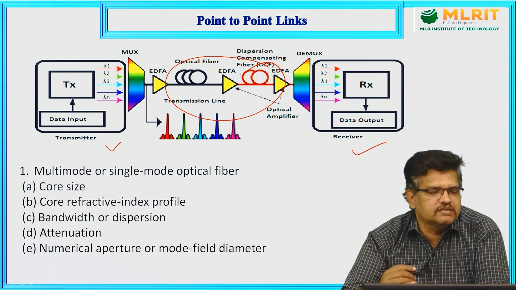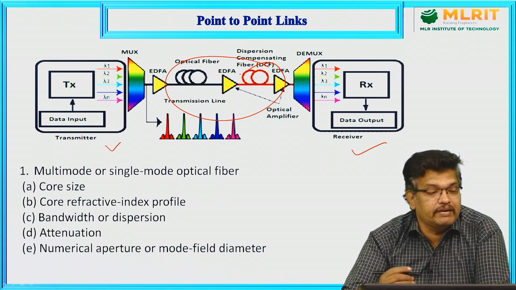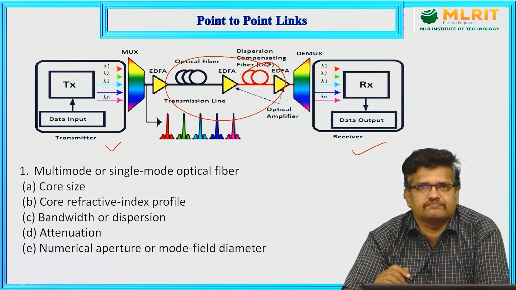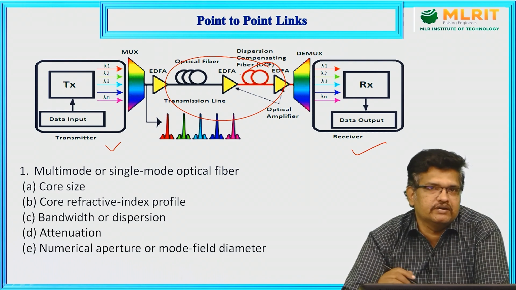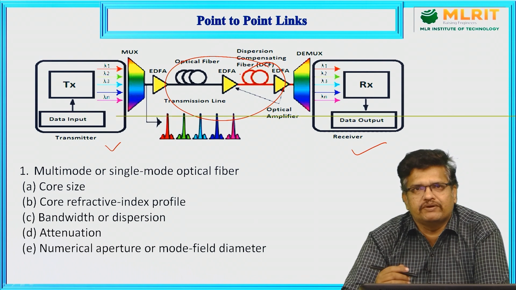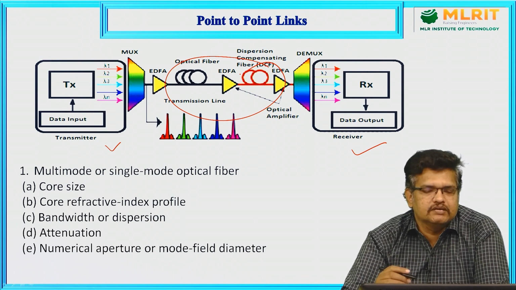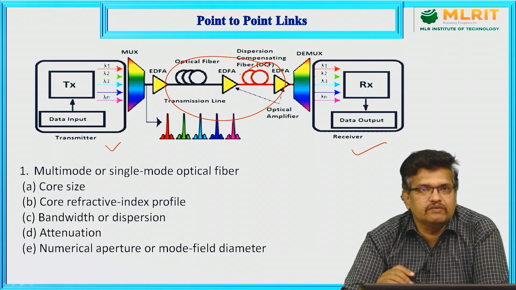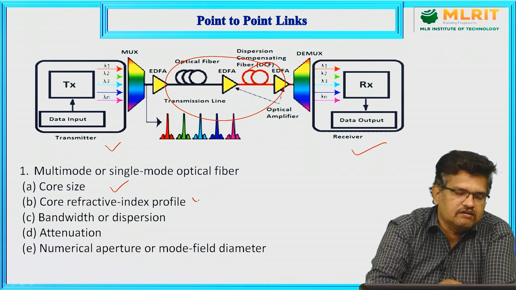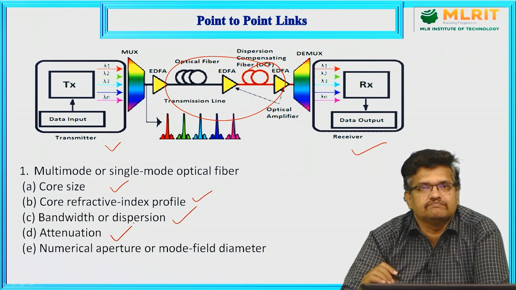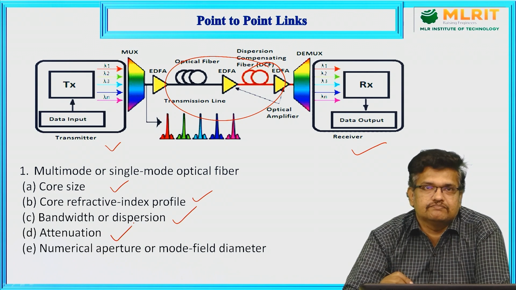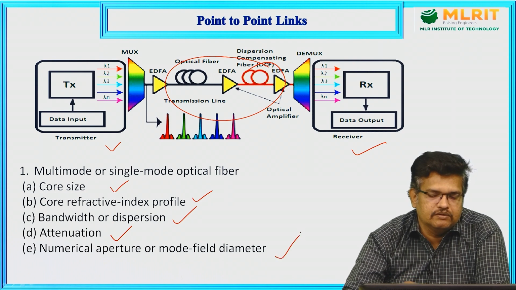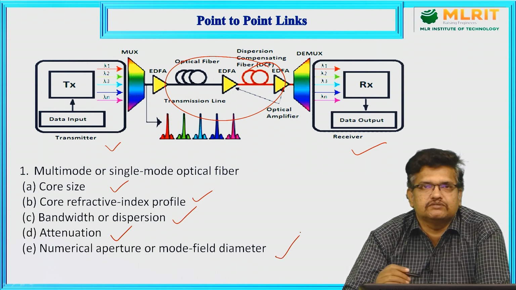Okay, suppose we use multi-mode or single mode fiber, mainly we can see the core size and the core refractive index profile, bandwidth or dispersion, attenuation, numerical aperture or mode field diameter. Even though we are using fiber here, in the fiber also we have to see all the constraints and characteristics: core size, refractive index profile and bandwidth, how to minimize the attenuation, and a good numerical aperture. They should consider this.